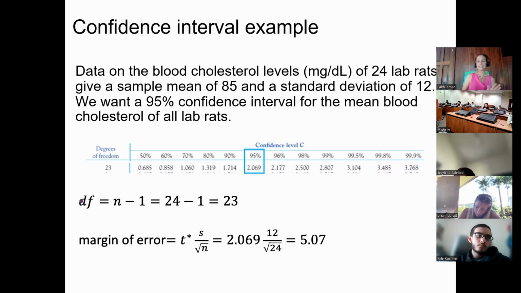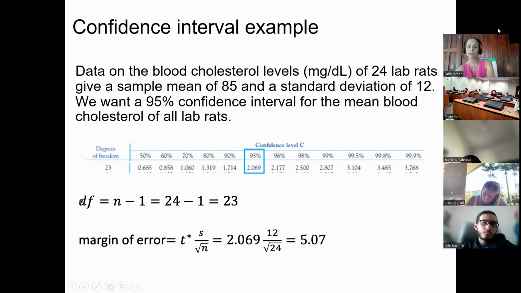So here's another example of calculating confidence intervals. Data on the blood cholesterol levels of 24 lab rats were collected, and we got a sample mean of 85 and a standard deviation of 12. Remember, all we need is the mean, the standard deviation, and the sample size, right? And now we just want to calculate the 95% confidence interval.